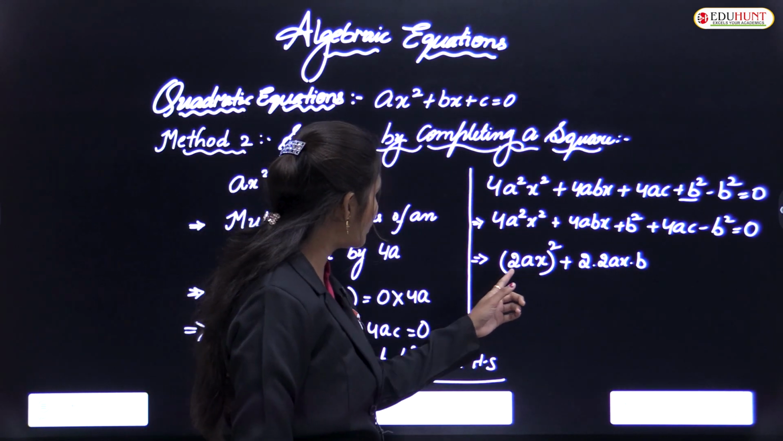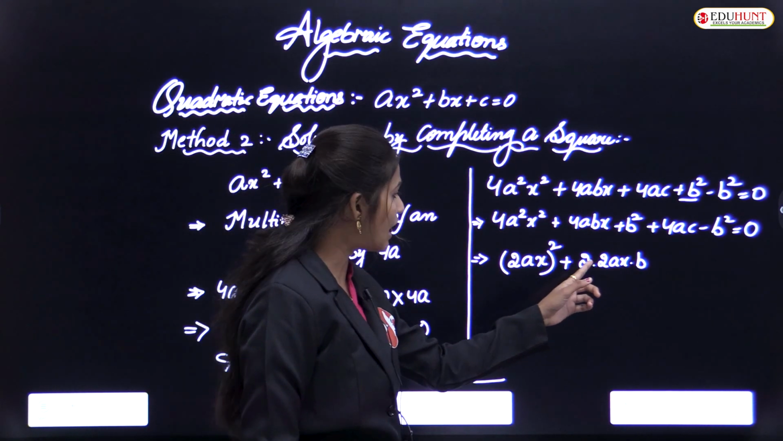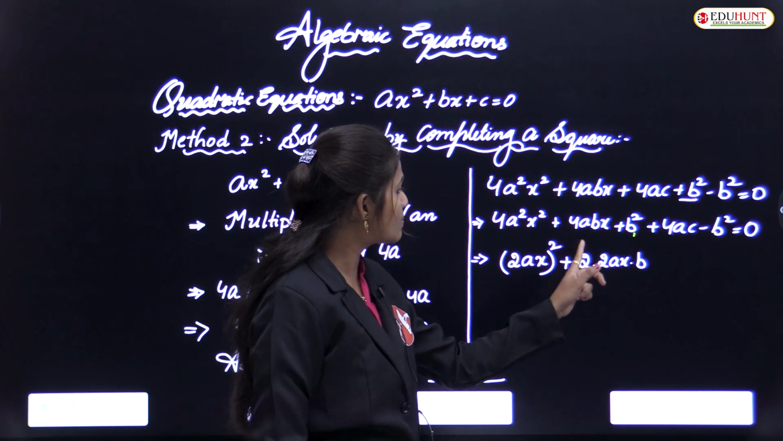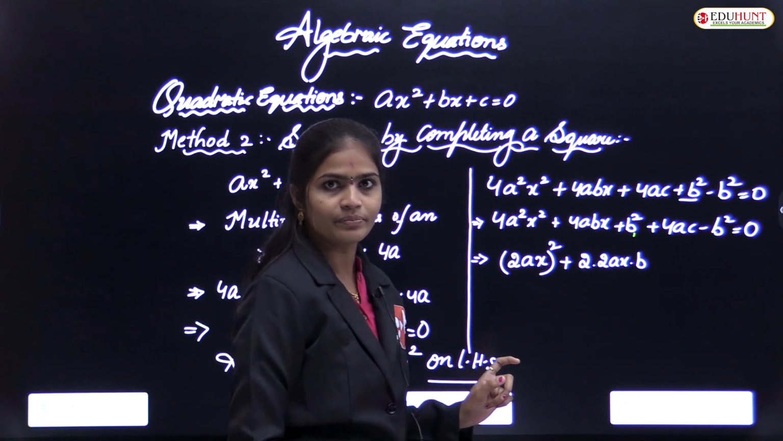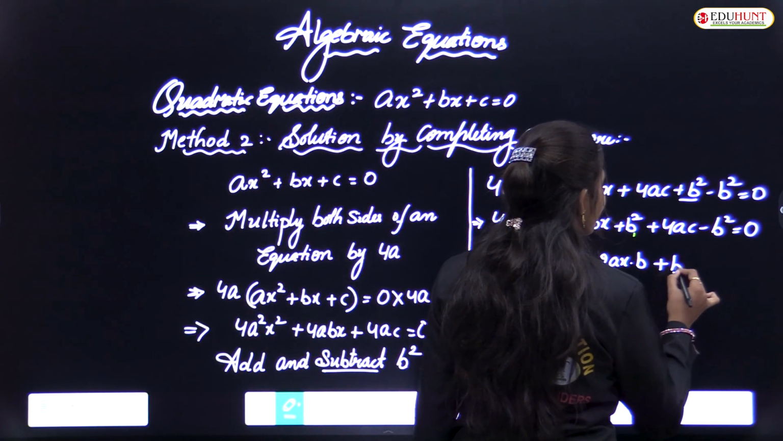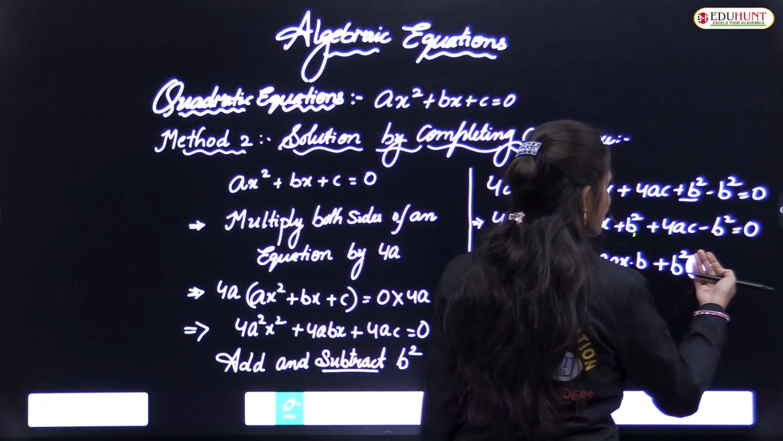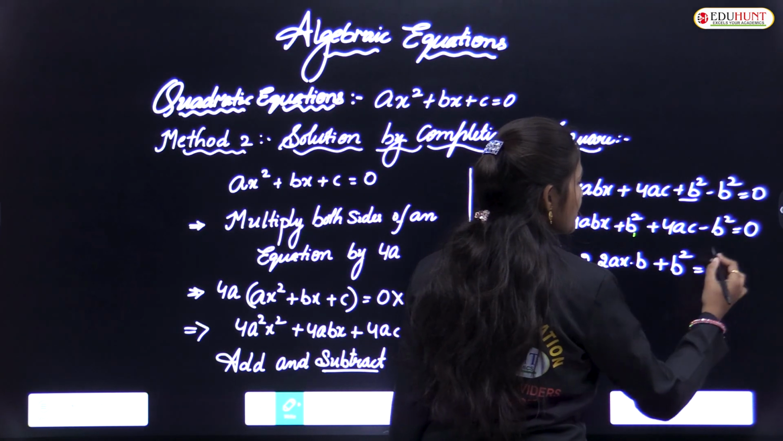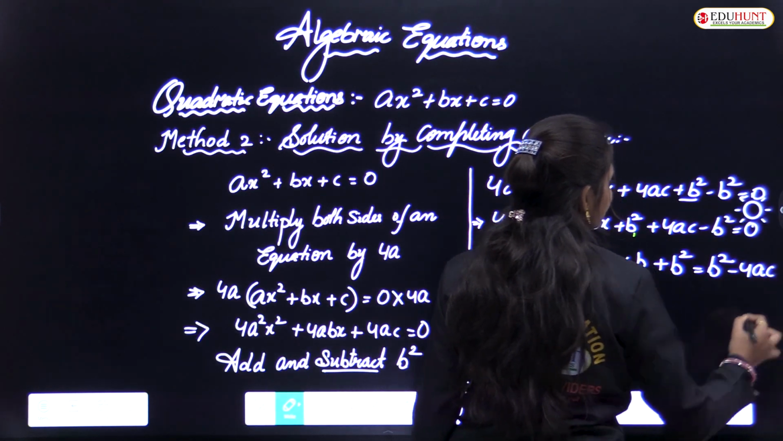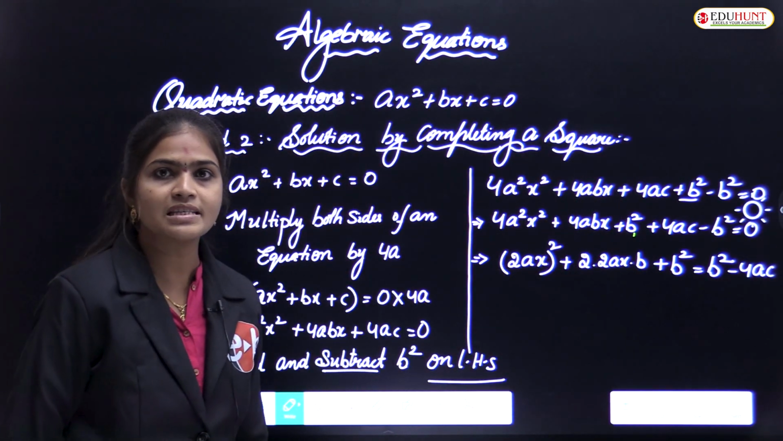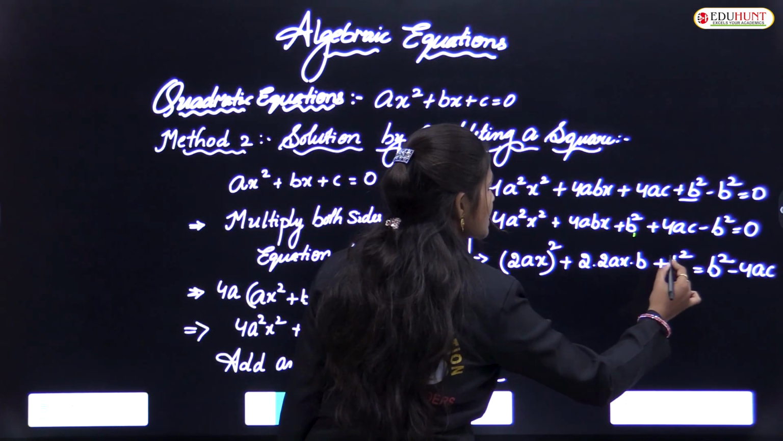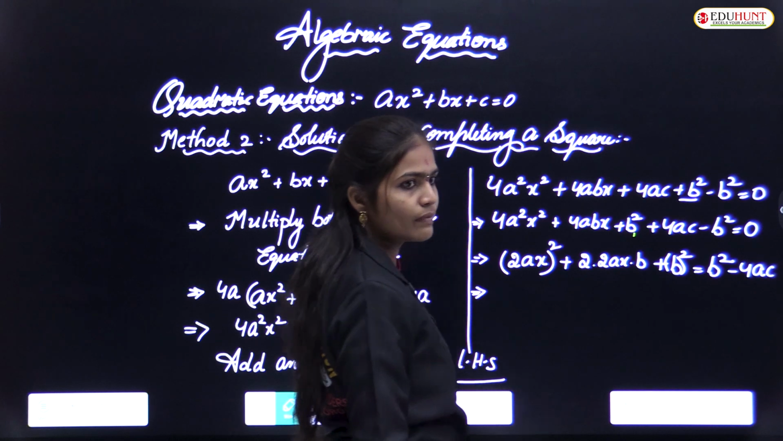Why? Because here the 2ax term we have to multiply with 2, and here one more term is there, that is b, no? So that's why 4abx. Again we are getting the same term, just split like that. So plus b square. The minus b square becomes plus b square, and plus 4ac becomes minus 4ac. Now b square we can write as b whole square.